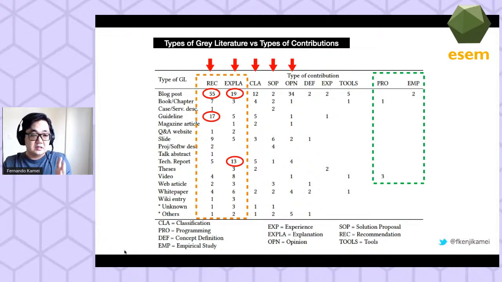Finally, let's turn our attention to the few contributions related to programming, such as examples using source code. And regarding the empirical contribution, we expected this small number because, as we know, academics do not produce much of the gray literature.